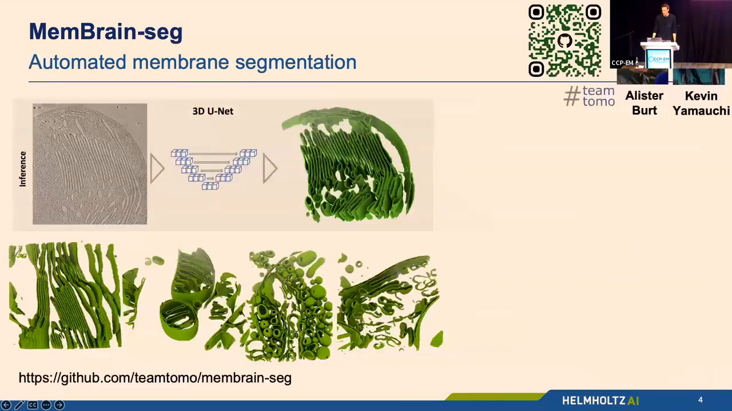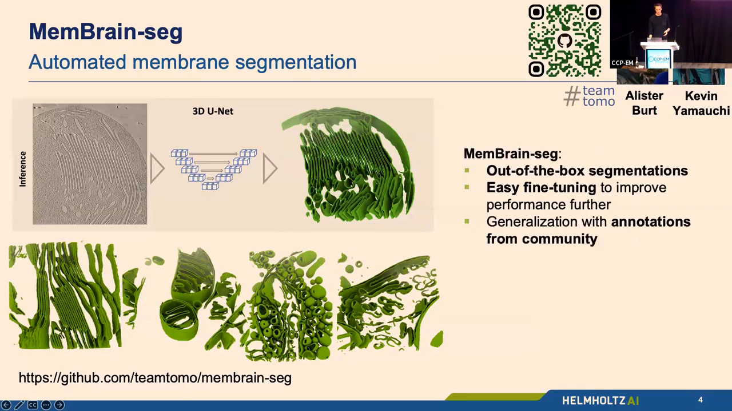So let's start with MemBrain-seg. That was a really nice collaboration with Alistair also and Kevin. Our goal with that was to get some pretty good out-of-the-box segmentations without the user having to annotate anything or fine-tune anything. So you can see it's working nicely on many tomograms. But at the same time, we cannot guarantee that it's working for everybody. So we also want to make it easy for the user to just annotate a couple of patches and then fine-tune on their data to improve the performance here. And yeah, once these patches are annotated, we also, of course, encourage users to share them with the community so everybody can benefit from these annotations.